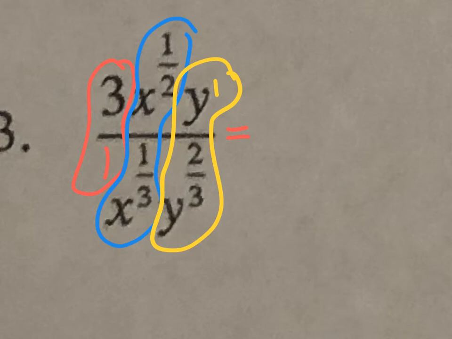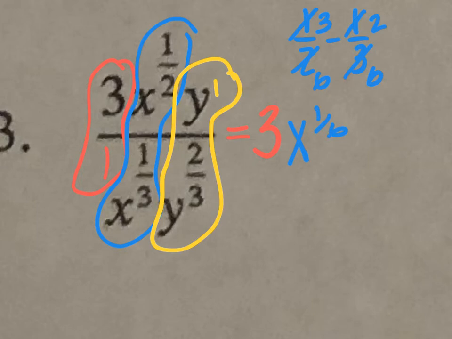3 over 1 simplifies just right to 3. X over x, so I get a base of x. 1/2 minus 1/3. Get a common denominator, so let's use a common denominator of 6. This becomes a 6, that becomes a 3, this becomes a 6, that becomes a 2. Okay, so 3/6 minus 2/6 gives me 1/6.